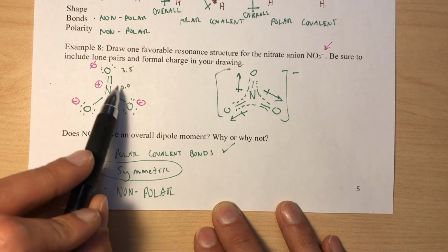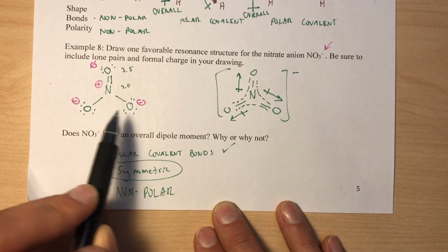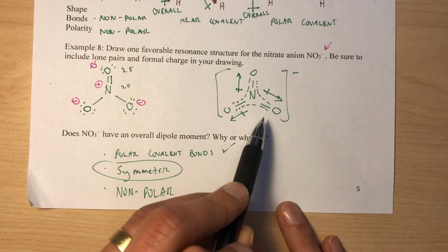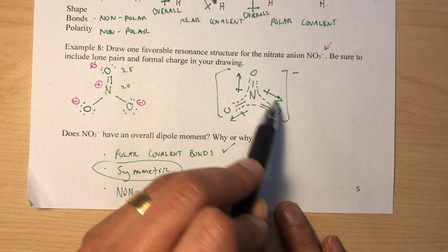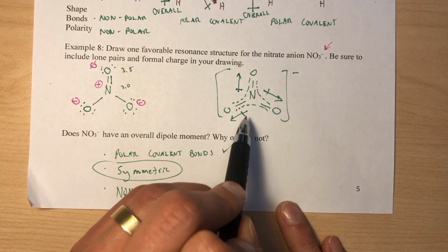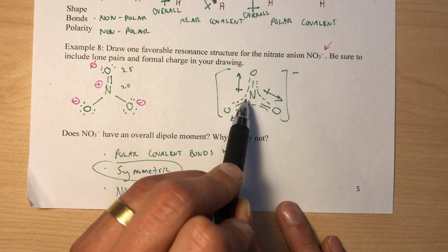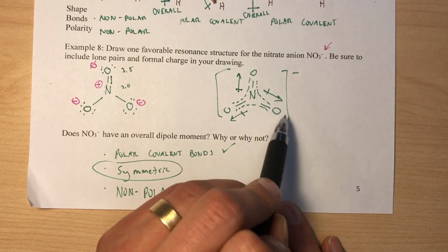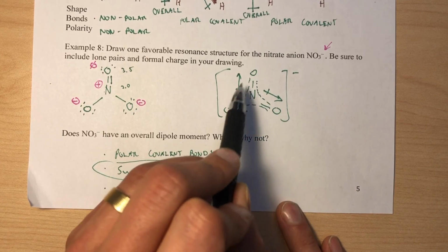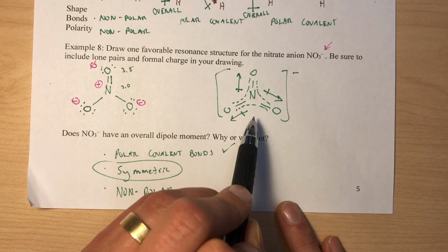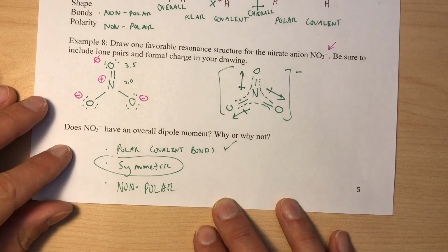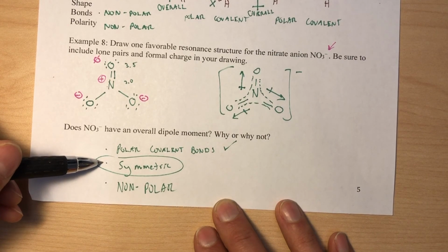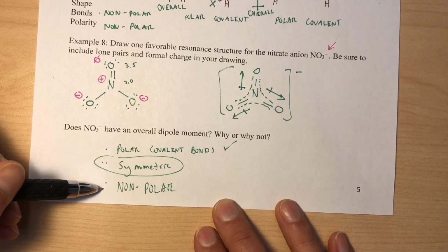However, nitrate does not really exist as one structure. It exists as a resonance hybrid. And when you draw the delocalization of all the electron density spread around the entire molecule, we can see that we have polar covalent bonds taking electron density slightly away from the central atom, and it's all uniform and symmetric. So even though we have polar covalent bonds, we overall have a symmetric molecule, which makes nitrate non-polar.